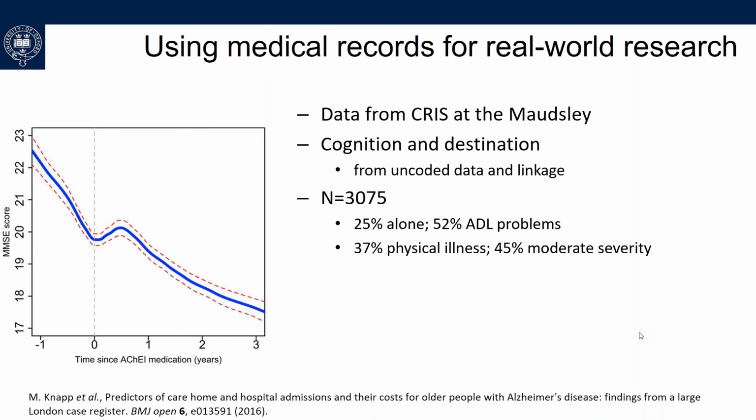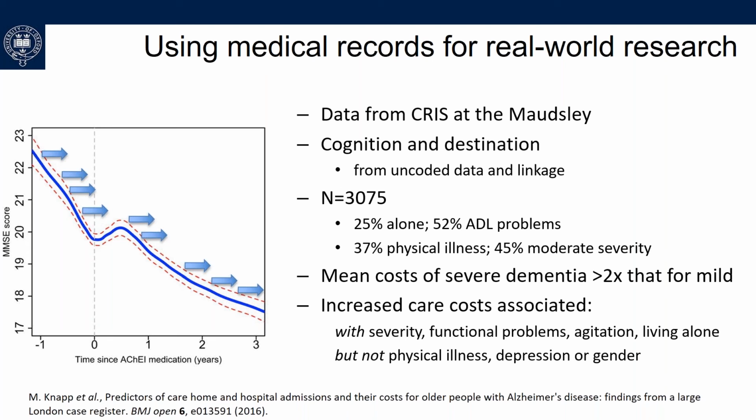We can also look at some other things. And the important other thing that we looked at in another study, next slide, was what happens to these people. So we took 6 months windows from people randomly selected, and we extracted using natural language processing what happened to these people, what kind of resources they were using in the period after their index date. Next slide. And we were able then to work out the costs of their care provision and showed that these costs were associated with severity, living alone as you'd expect and so on, but not with physical illness, which was unexpected, or depression or gender.